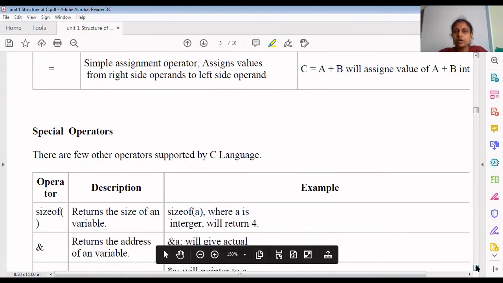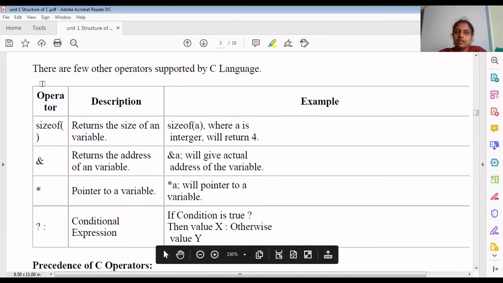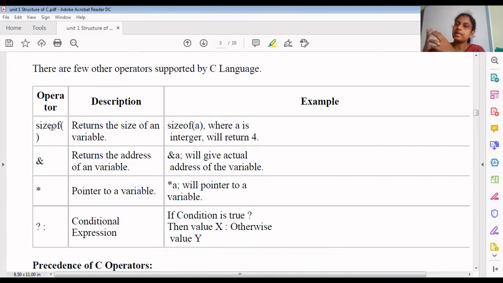Next, we will see other special operators which we have. The remaining operator is the sizeof operator. When I store a value and want to return the size of that, for example, if I ask what is the size of your mobile number, you will say 10 digits, correct? Everybody's mobile number will be only 10 digits.